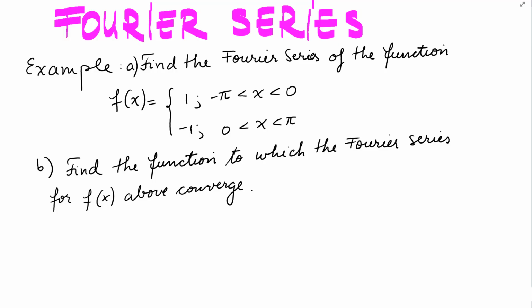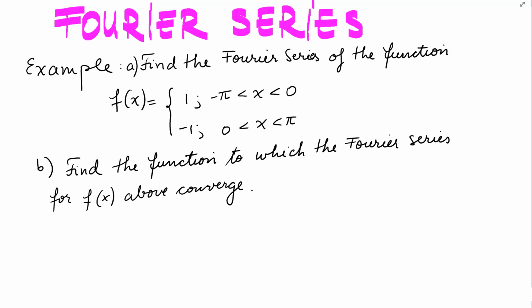In this video, we are going to solve two problems involving Fourier series. The first problem is we're going to find the Fourier series for the function f of x equal 1 when x is between negative pi and 0, and negative 1 when x is between 0 and pi. And the second problem is to find the function to which the Fourier series for f of x above converges.